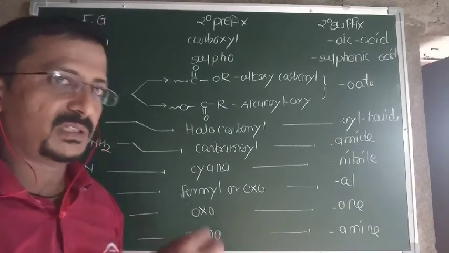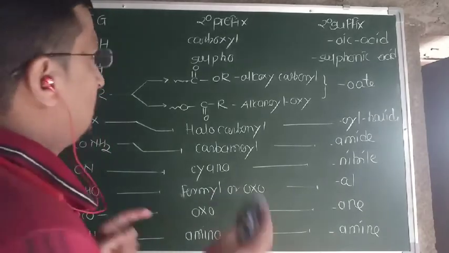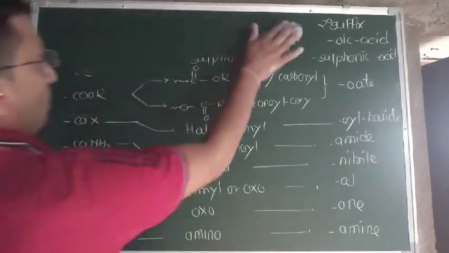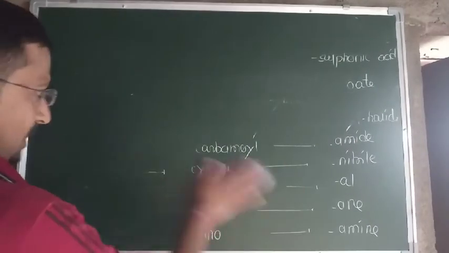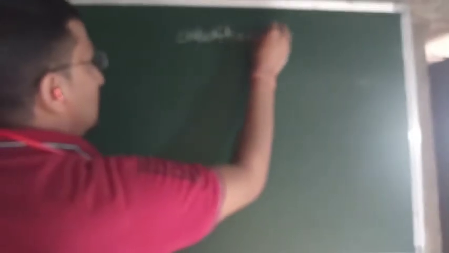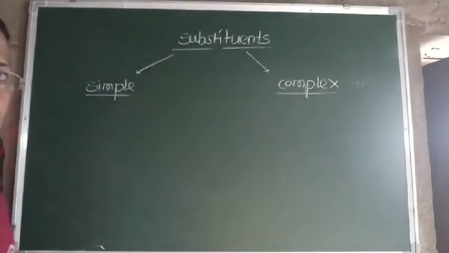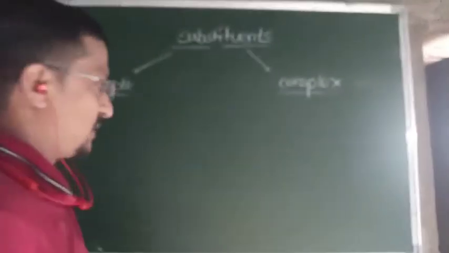What is the nomenclature and what are the tricks to give the name to that molecule, we will see after some time, or in the next lecture. Just one more point I would like to tell you: substituents are of two types. One is the simple substituent, and the second one is the complex substituent. Now both can be explained by taking an example.